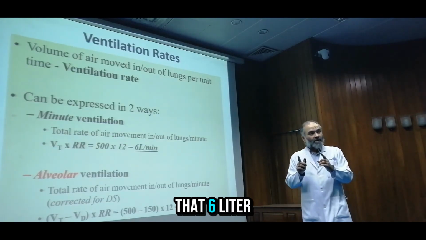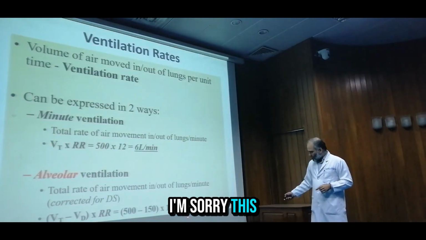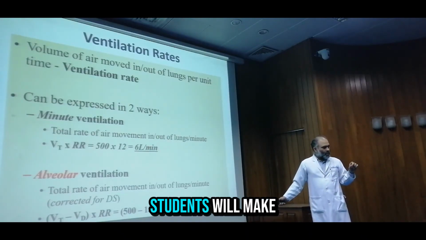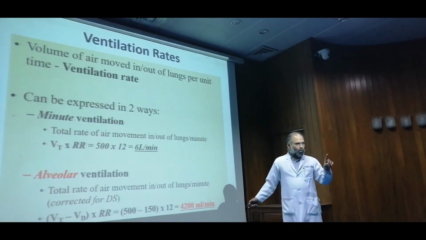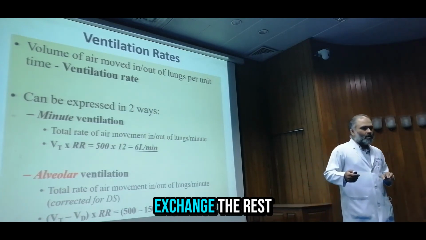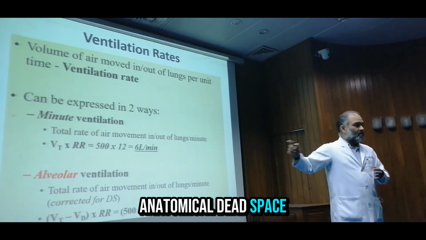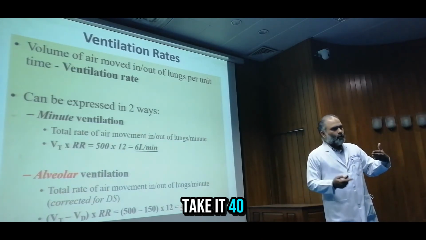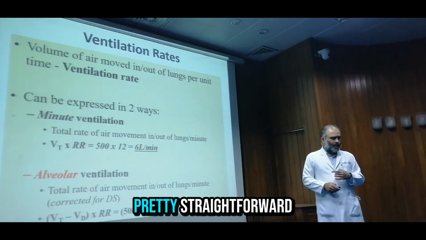Now, how much of that 6 liters is actually going to the respiratory zones for gas exchange? It's 4200 ml per minute. So the perceptive students will make a mental note: out of 6000, 4200 ml per minute of air goes into gas exchange. The rest per minute is wasted in the anatomical dead space, considering, of course, that the person is normal. So out of 6000, 4200 is the beneficial gas exchange air. Questions? This is pretty straightforward.